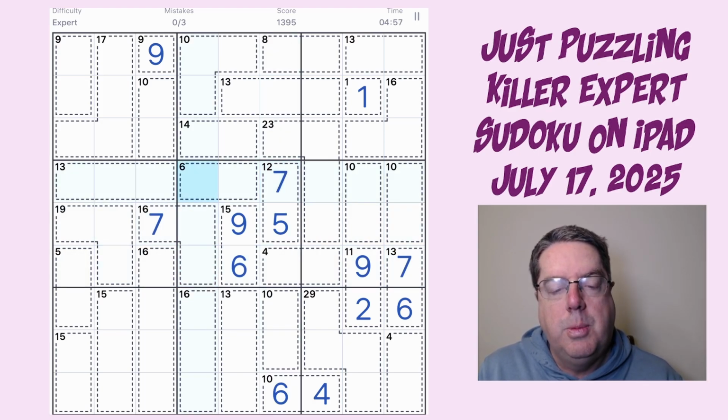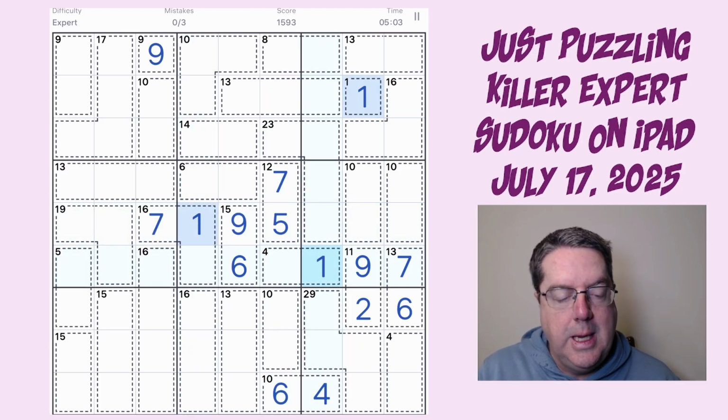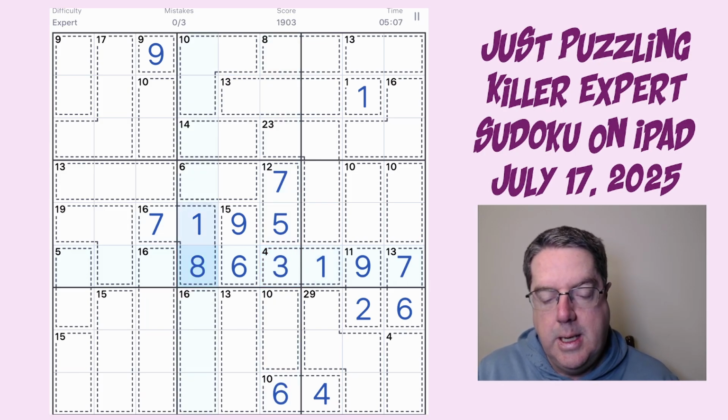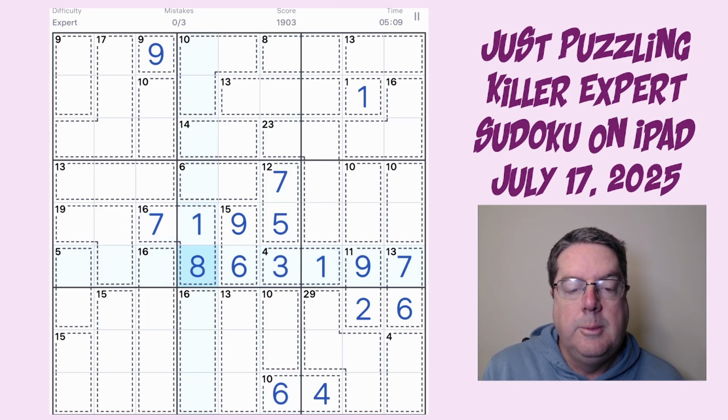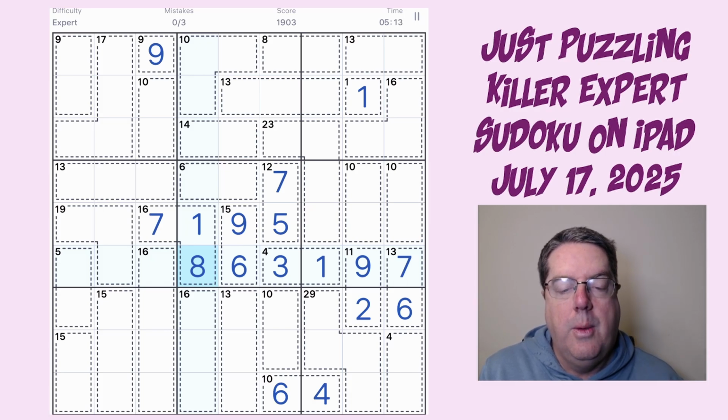1 and 8. So I need to place the 8 somewhere. So this is going to be 1 and 8. Because of this is 1 and 3, the 1's going to be there. The 1's going to be here. 3 is going to be here. And the 8 here. All right, so now we have a 2, a 4, and a 5.